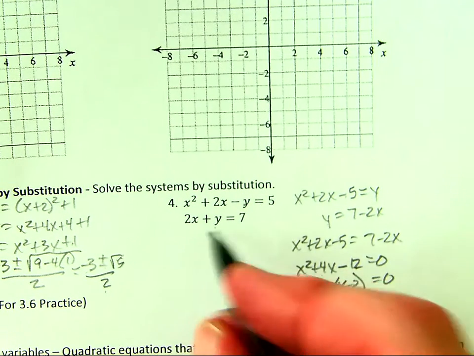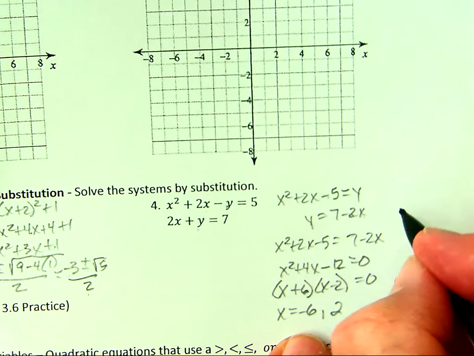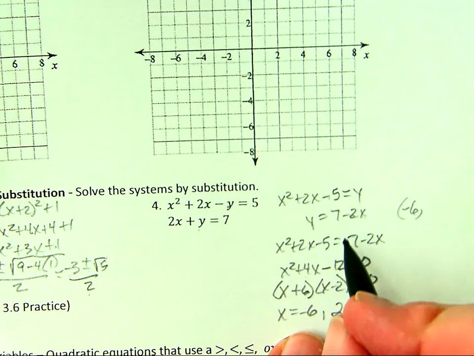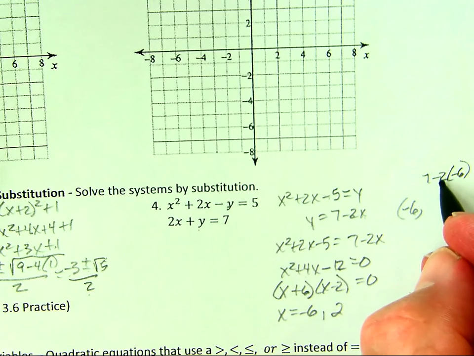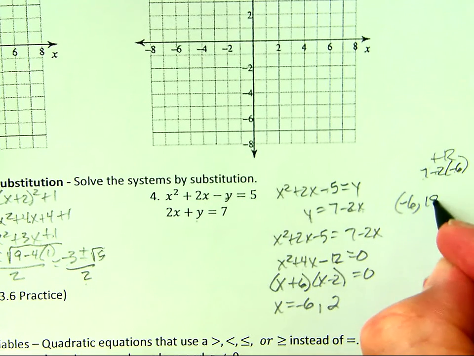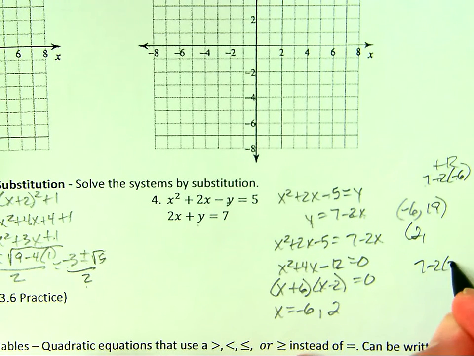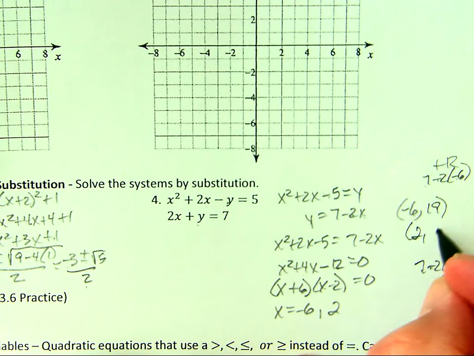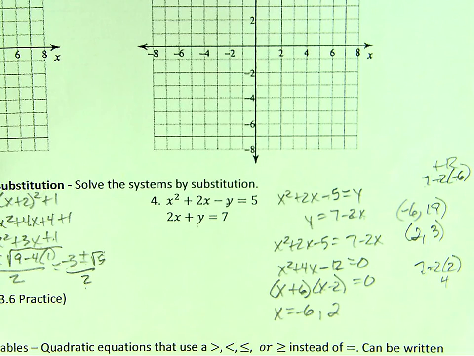Again, let's say we plug them in, like here, we have this equation here. What if we put negative 6 in there? If I put in negative 6, that'll be 7 minus 2 times negative 6. That would be 7 plus 12, so 19. What if I put 2 in there? That'd be 7 minus 2 times 2. That'd be 7 minus 4. That's 3. So there's our 2 points of intersection. So that's solving them by graphing, solving them by substitution. And that's all there is to 3.5.